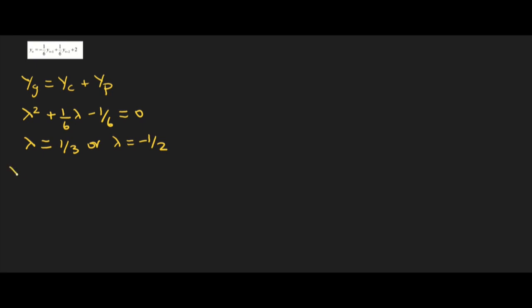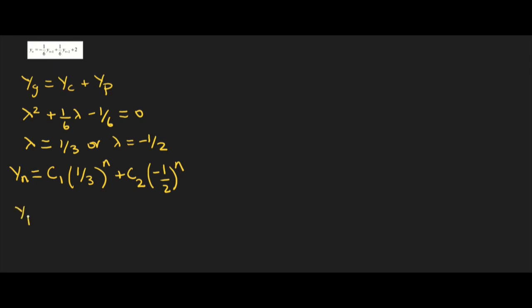And we can now write down the solution for the homogeneous equation very easily. We've got yn equals constant of integration c1 multiplied by 1/3 to the power n plus another constant of integration c2 multiplied by minus a half to the power n.